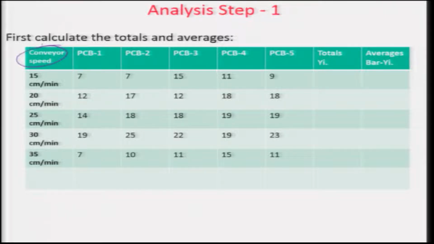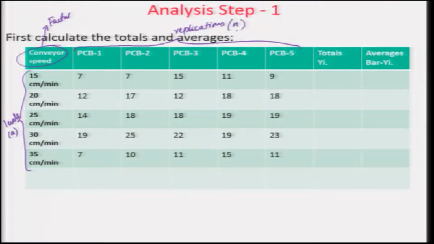This is your factor, as we mentioned earlier. These are our levels, A levels. These are our replications, little n. So, in this case we have A equal to 5, little n equal to 5. You can calculate big N as A times little n, which is 5 times 5, 25. So, the big N here is 25.